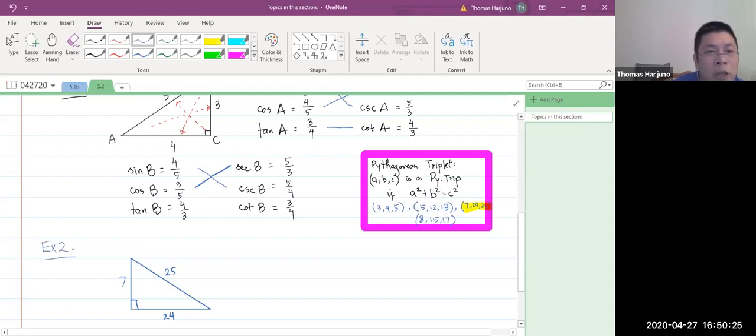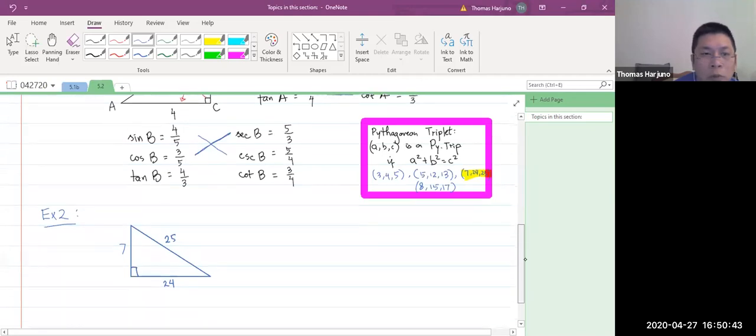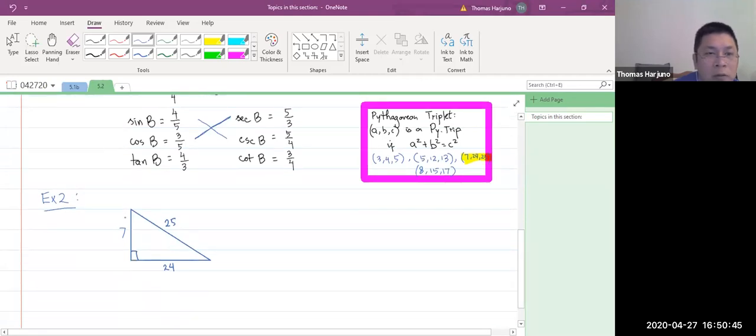So in your test, suppose I give you a right triangle that satisfies a Pythagorean triplet, you can just use this triplet value. Like the one I showed you earlier, if you see the hypotenuse is 25, one of the legs is 24, you don't need to show me the computation of how you get that 7. But only if it is a triplet. If it is not a triplet, you need to show me.